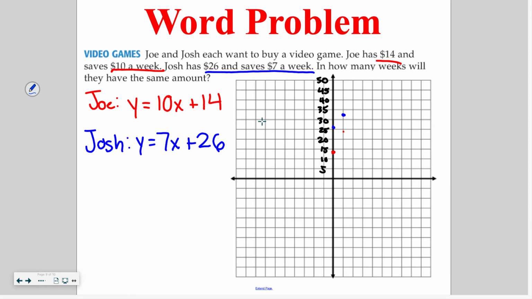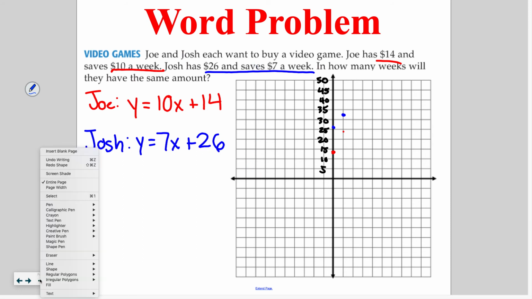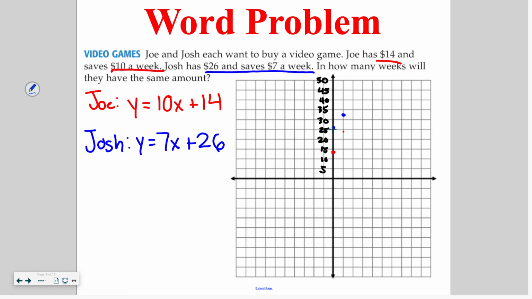And then I'm going to want to go ahead and graph my equations, again, with a straight edge so that our lines are as straight as possible. And when I do that, I am going to have this line right here. And for Joe, it's going to be this line right there. So as we are graphing those lines, we can see that our intersection point is at about 4. So the answer would be 4 weeks.